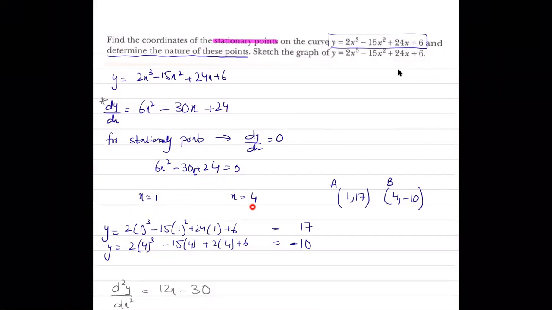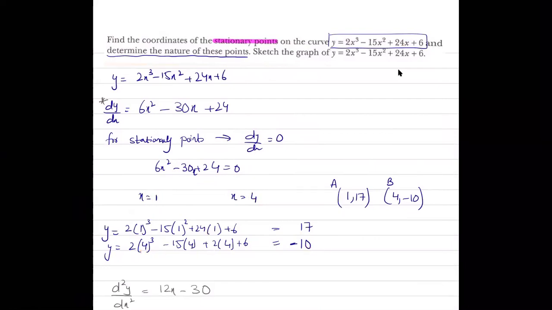Are we clear till here? Yes, sir. Now, we were asked for the x value of the stationary points. In order to find the y value, you can just use the equation again. When x is 1, what is going to be y? And when x is 4, what is going to be y?